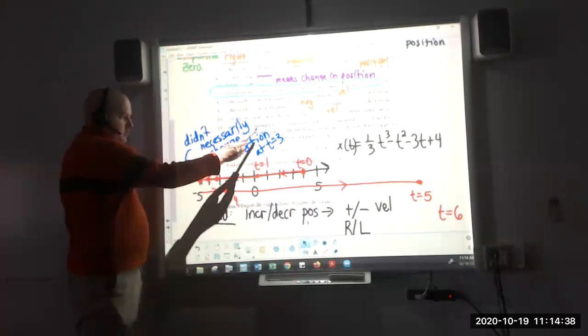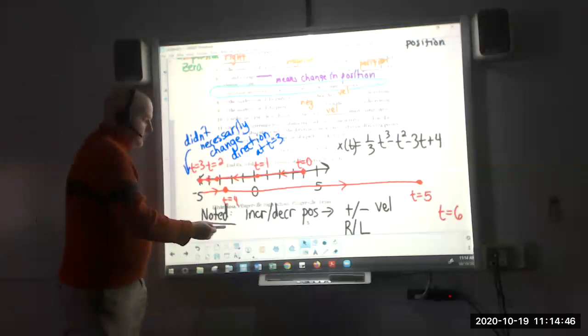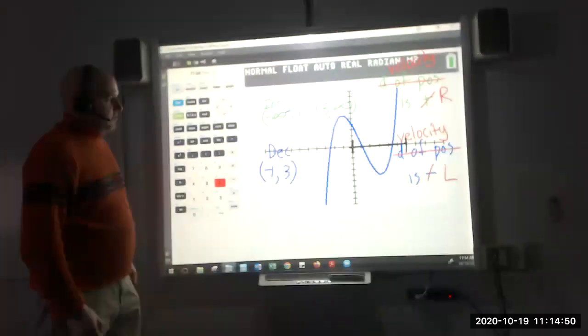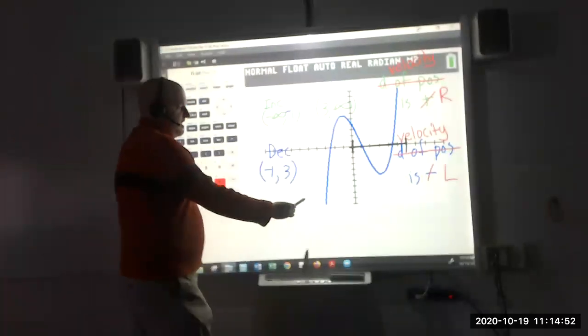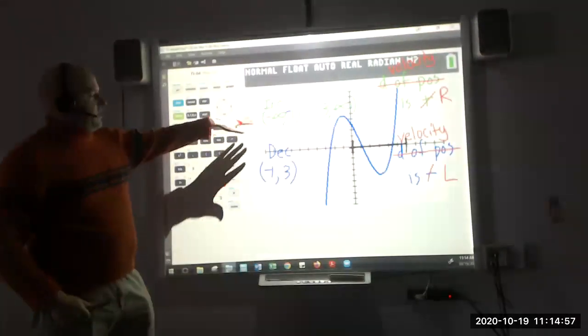And I observed to you that it doesn't mean you change direction at 3. It could be some other value. It could be close to 3. And we connected this to the idea of looking at the graph. So looking at the graph we did on our calculator, this is that x of t function. And we did our normal analysis.